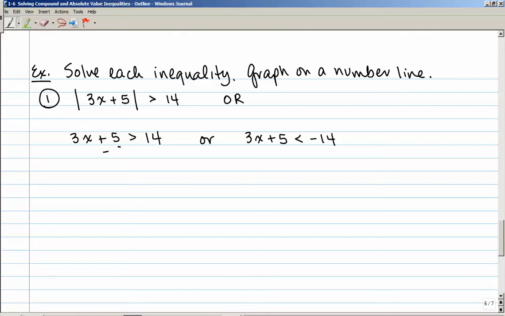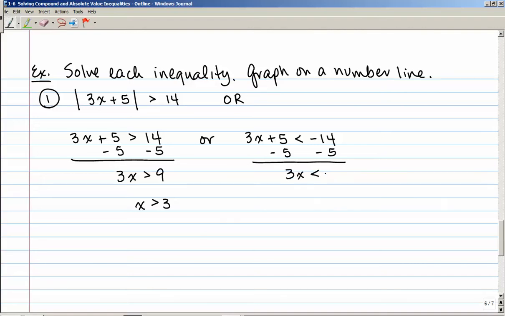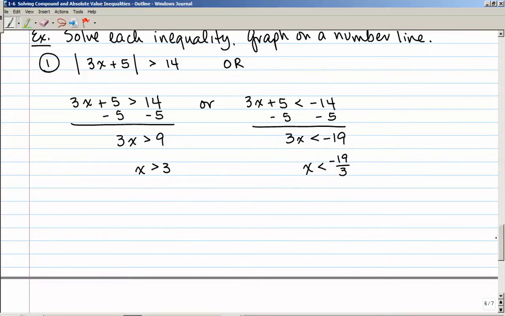Now let's solve each one. Subtracting 5. 3x is greater than 9. Or x is greater than 3. Subtracting 5. 3x is less than negative 19. Or x is less than negative 19 over 3. To write my final answer, x is greater than 3, or x is less than negative 19 over 3.